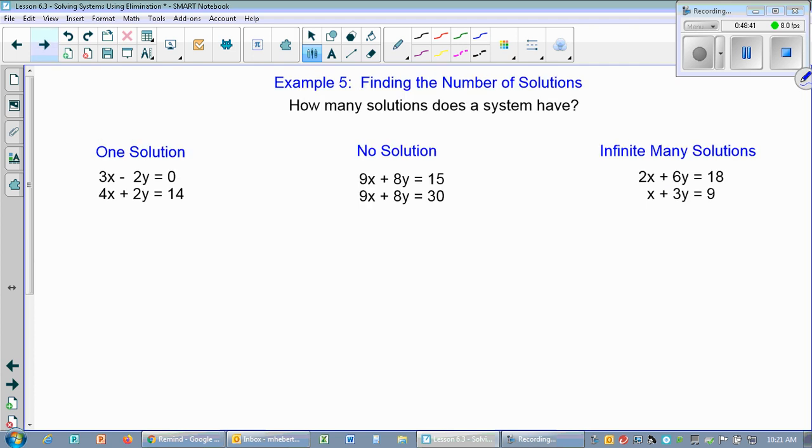In this example, we're going to review. We touched a little bit on this right before we left for the long break that we had. We talked about one solution, no solution, and infinitely many solutions. One solution is when we solve these two problems like we have been doing already. So we're going to solve them like we have been doing. Then we'll look at the answer and give you more detail about one solution, no solution, and infinitely many solutions.